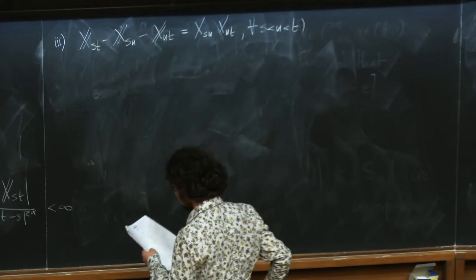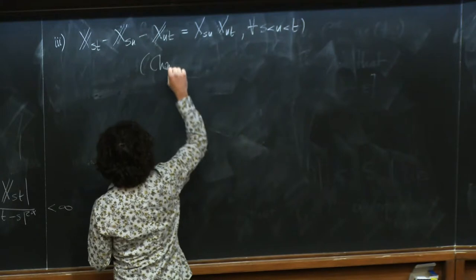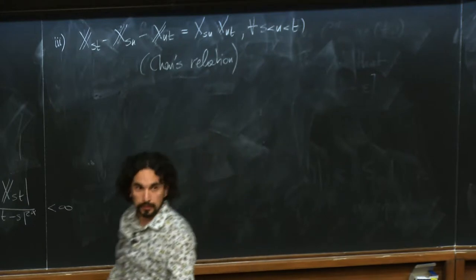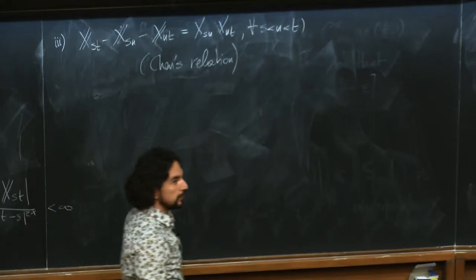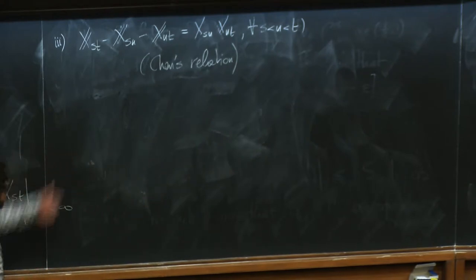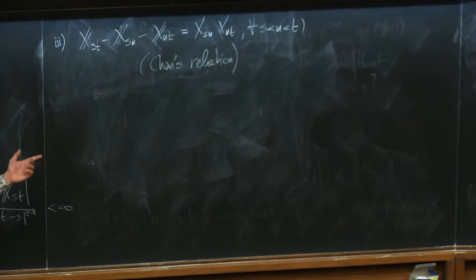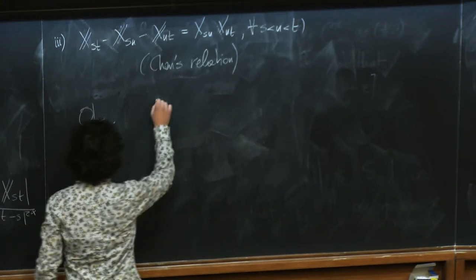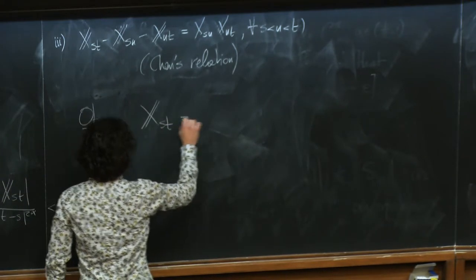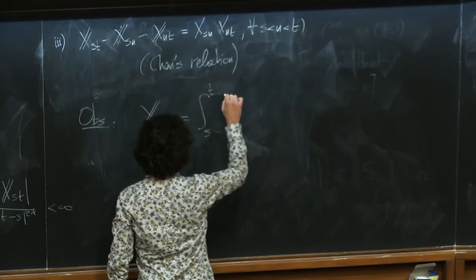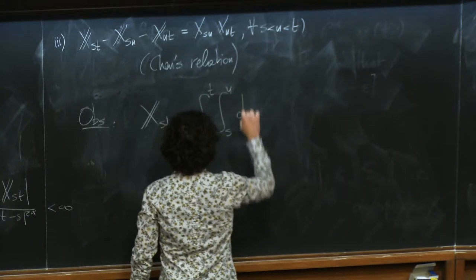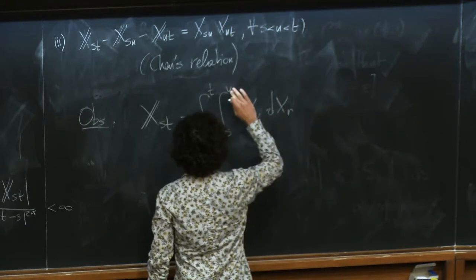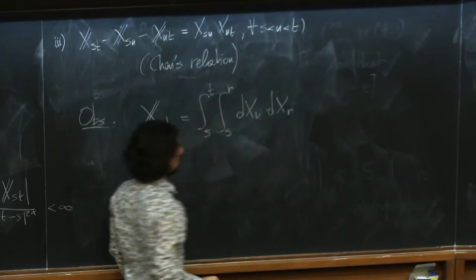So actually, this has a name. It's called a Chen relation. It's the iterated integral, yeah. So this relation is not completely arbitrary, but it's exactly what would happen if we take X_st to be the iterated integral of X against itself. Okay.